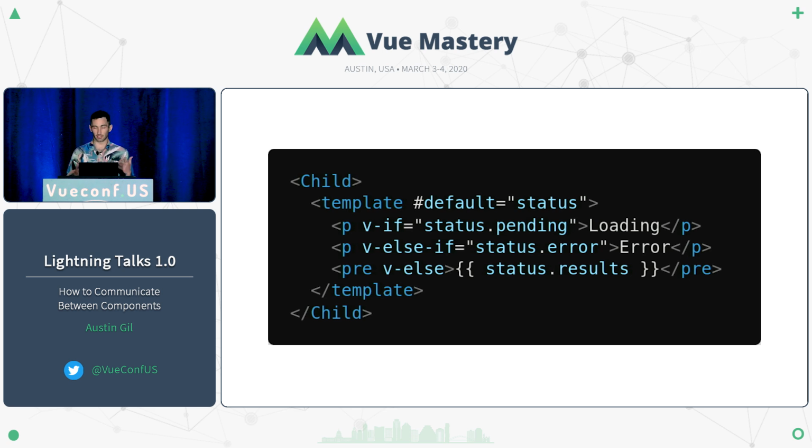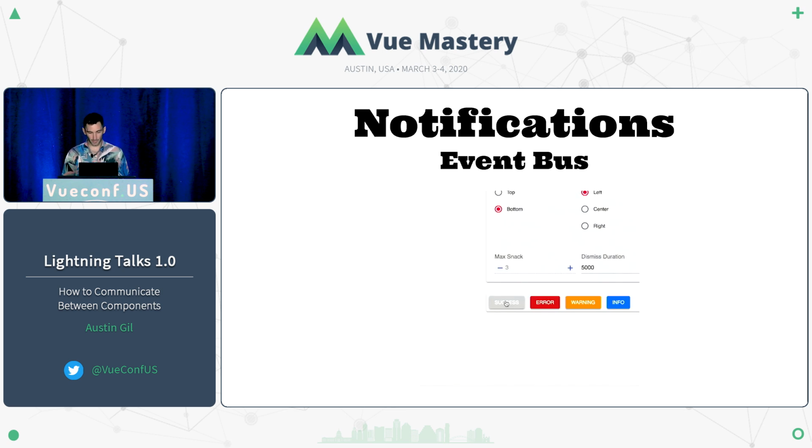In there I can see I have access to the status pending, the error, and the results, which is actually a really awesome pattern if you haven't used it before, because now my template can be whatever I want it to be. Very flexible.